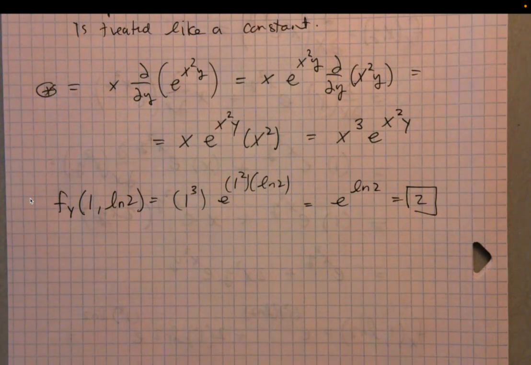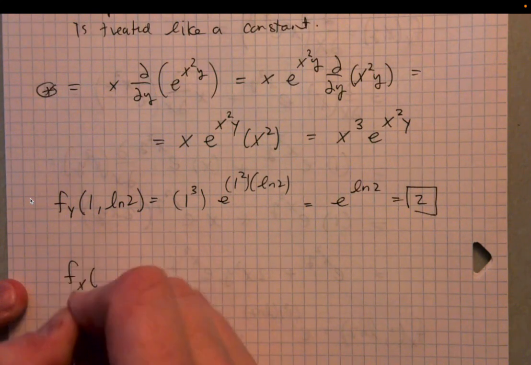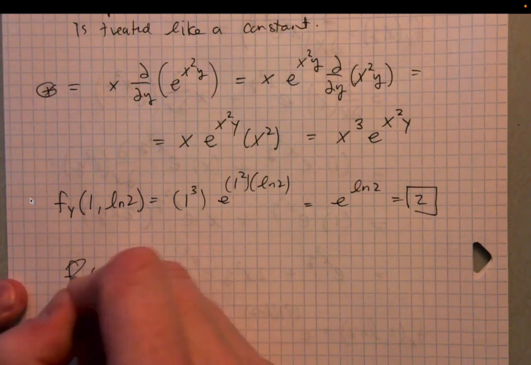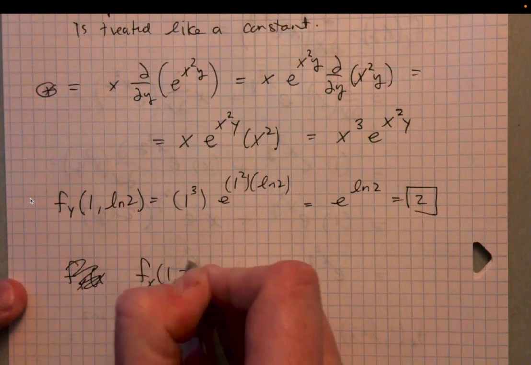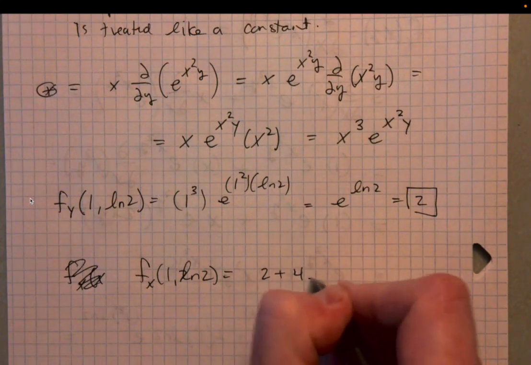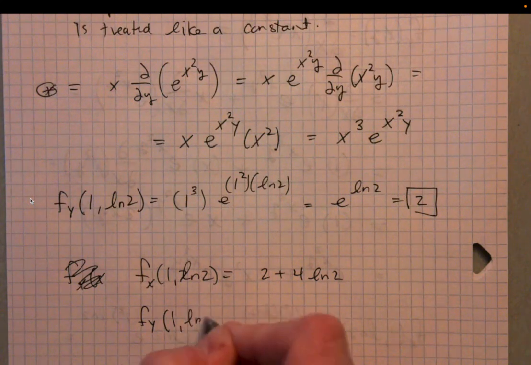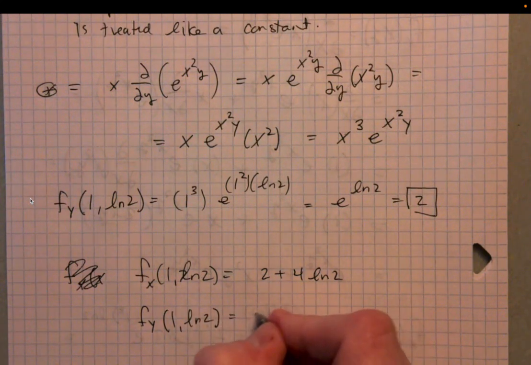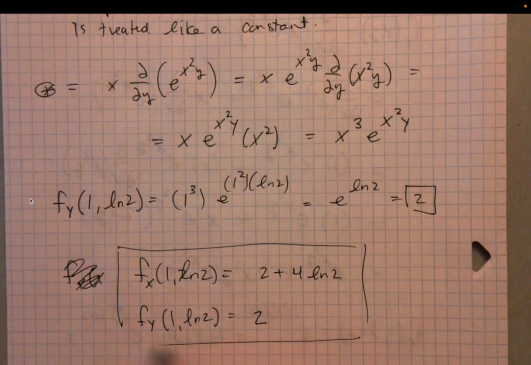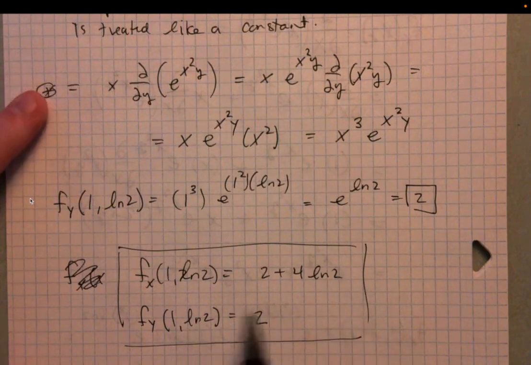Okay, so different answers, right? So f sub x, the partial derivative with respect to x, at 1 comma ln 2 was equal to 2 plus 4 ln 2, and the partial derivative with respect to y at the same point is equal to just 2. Okay, so you get different answers there. Right? And so this is going to kind of push us in the direction of the next example.